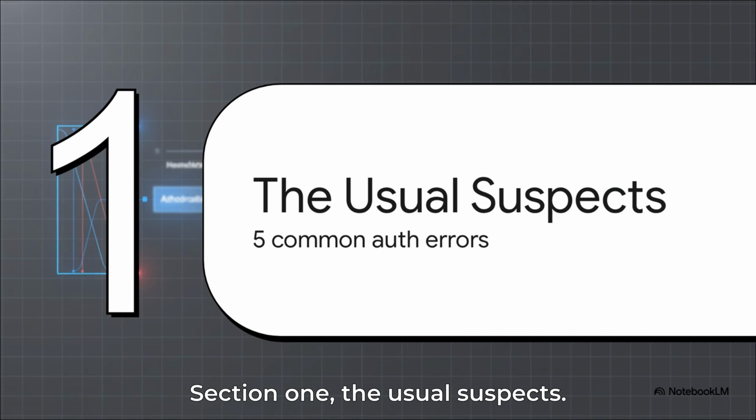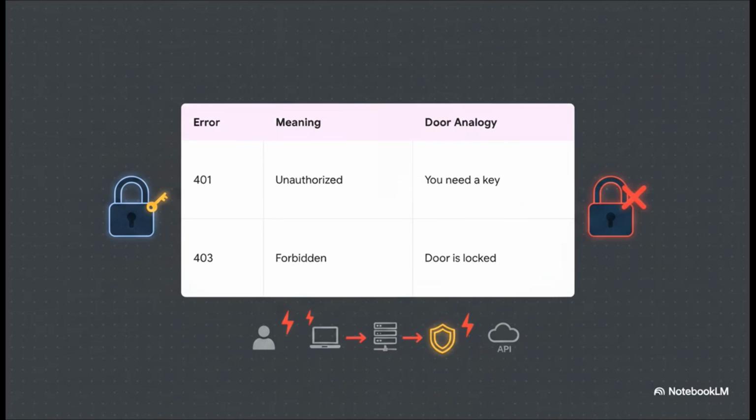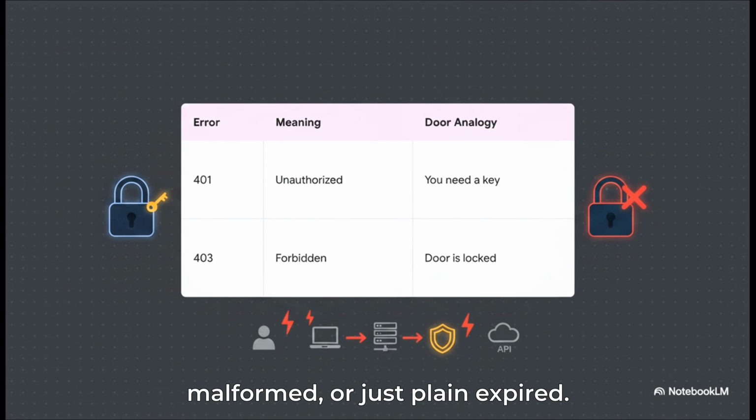Section 1, the usual suspects. Let's look at the 5 most common auth errors support engineers actually encounter in the wild. Suspects 1 and 2 get confused all the time, but just keep this super simple door analogy in mind. A 401 unauthorized error means your token is missing, malformed, or just plain expired. Basically, you need a key to get in.